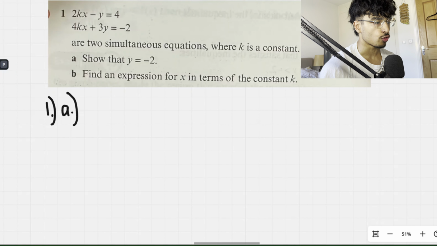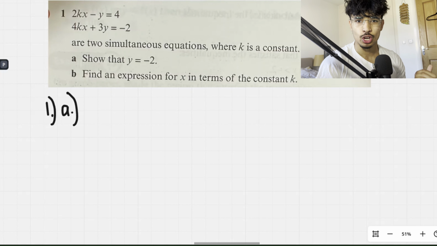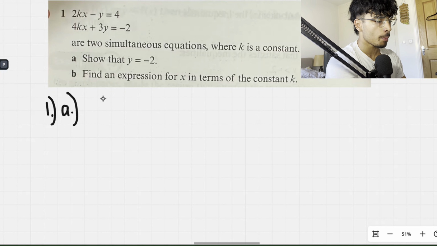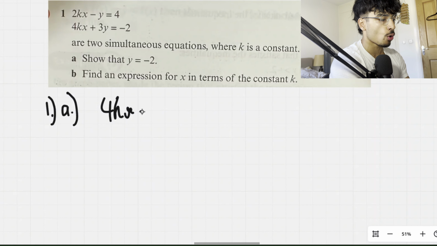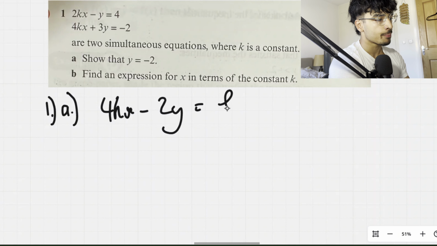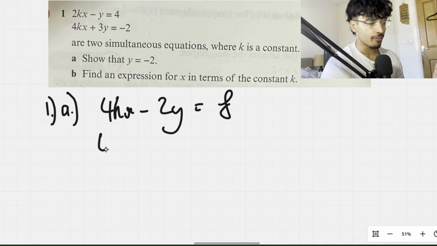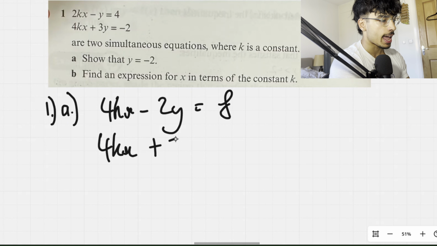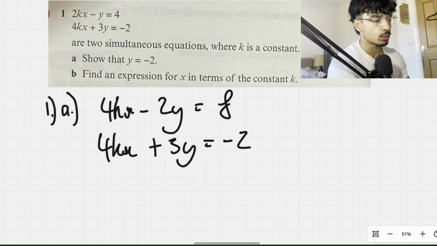2kx minus y is equal to 4, 4kx plus 3y is equal to negative 2. Now this is a very similar simultaneous equation to what you would have been exposed to in GCSE. So we need to make 4kx the common factor essentially. So we double the top and we keep the bottom the same. So the top becomes 4kx minus 2y is equal to 8 because we double everything. And then the bottom stays the same, so it's 4kx plus 3y is equal to minus 2.